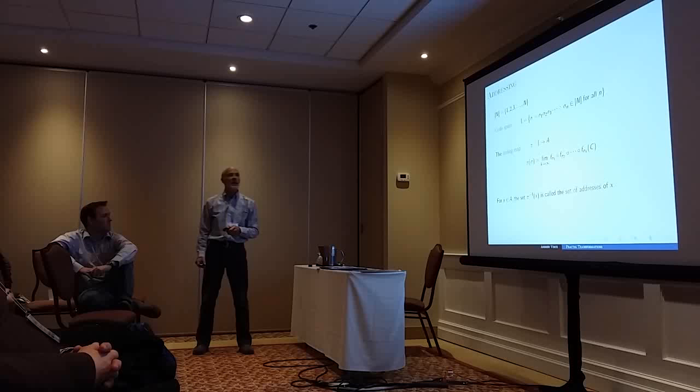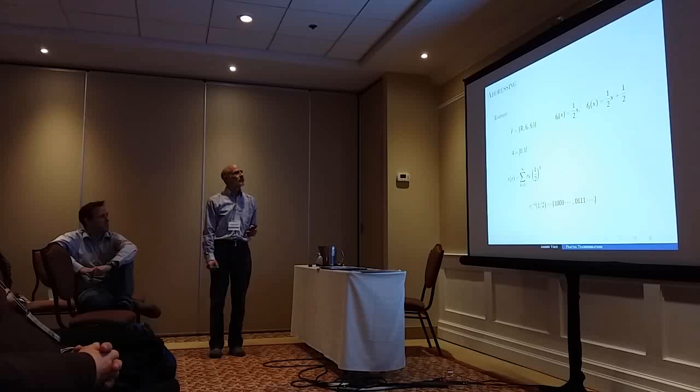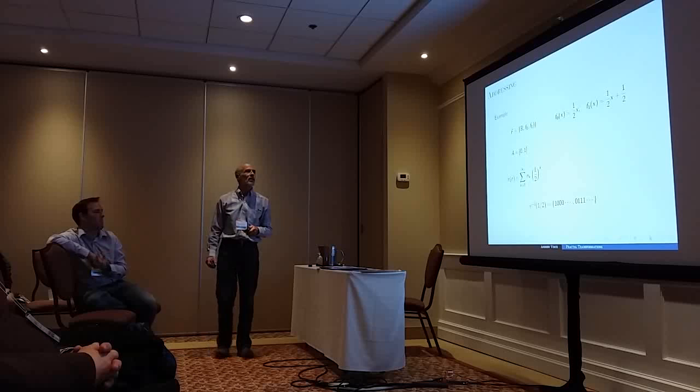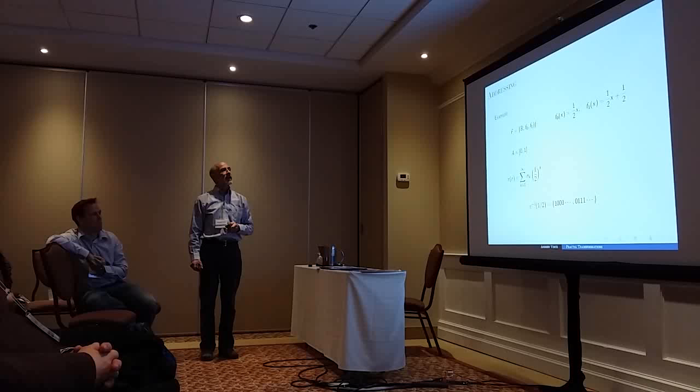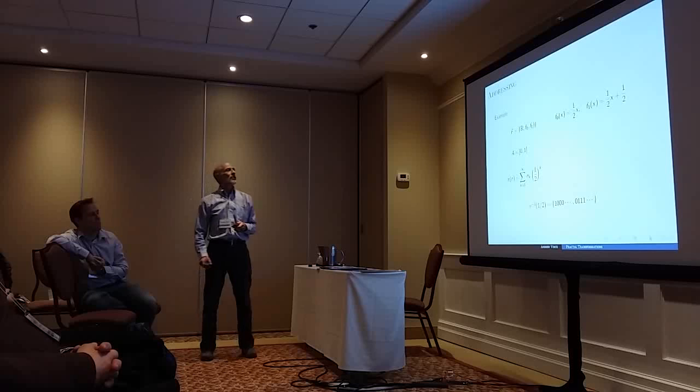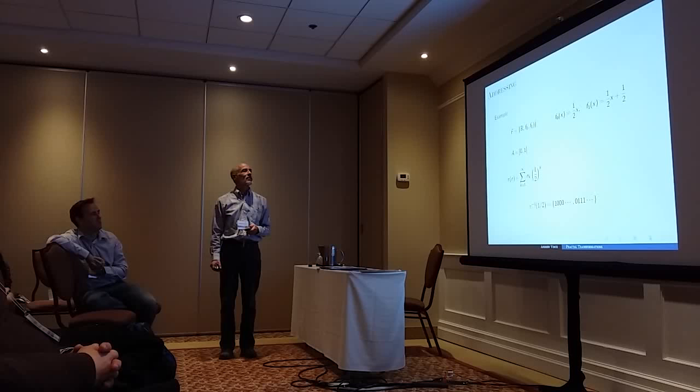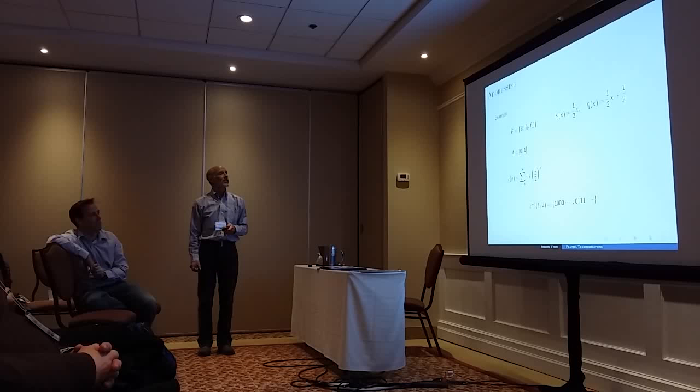So here's a very simple example. We have two functions. Instead of calling them 1 and 2 here, I call them 0 and 1, for reasons that will become apparent in a second. It's 1 half x, and 1 half x plus 1 half. This is on the real line. The first function takes the unit interval and maps it into 0 to 1 half. The second maps it into 1 half to 1. So the interval from 0 to 1 is the attractor.